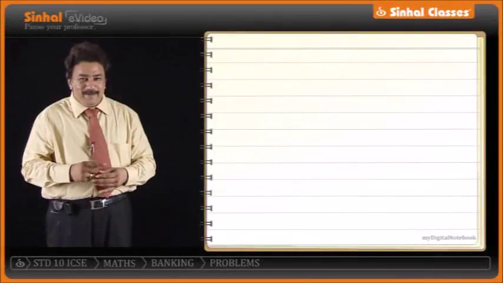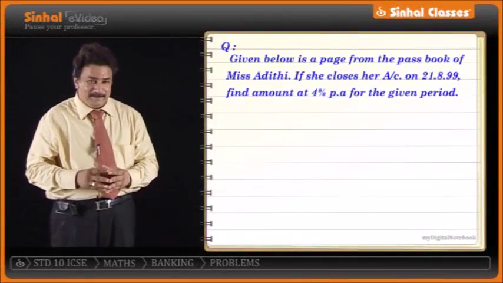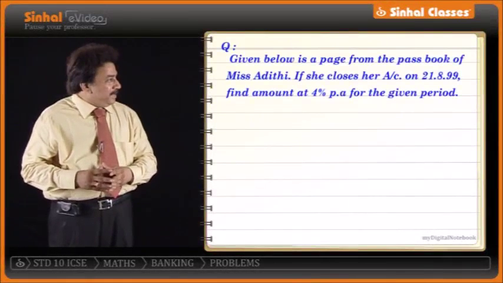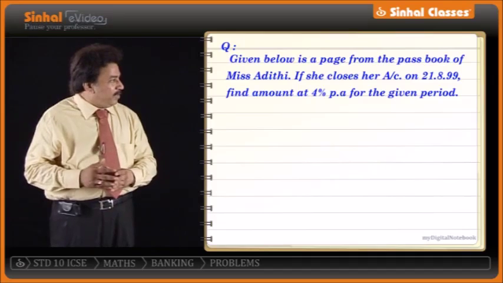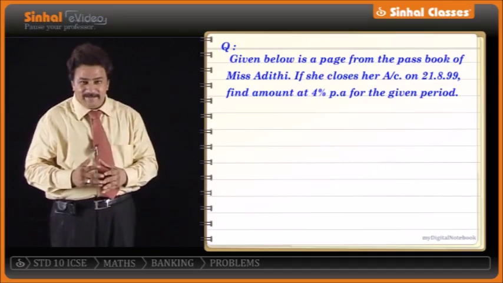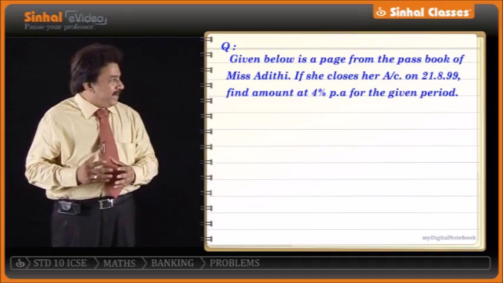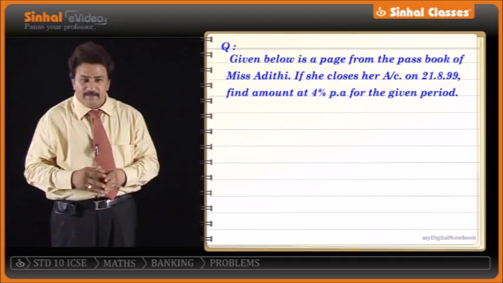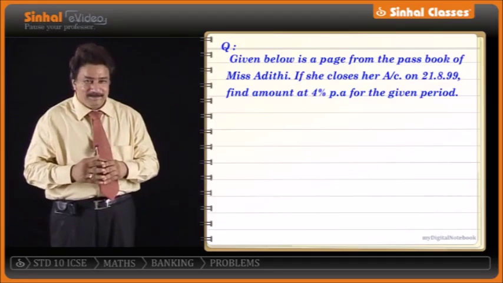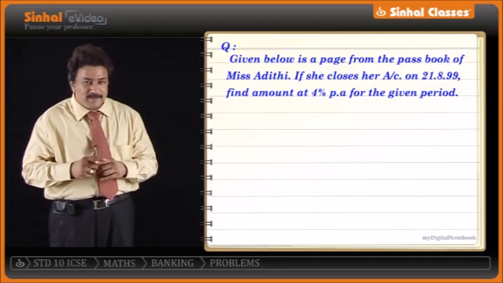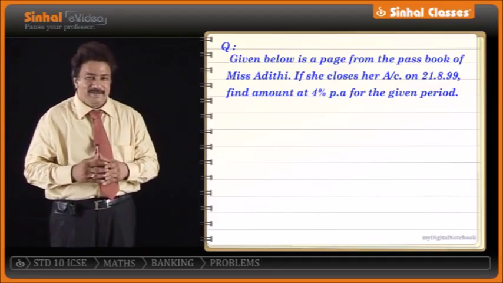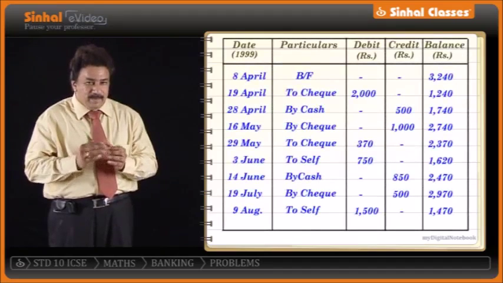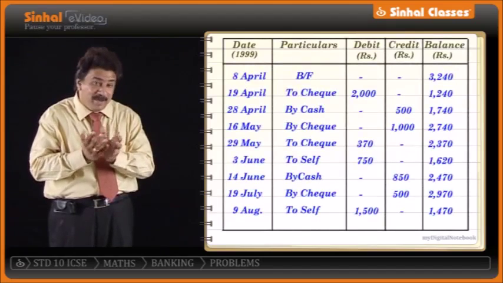The next problem gives me a passbook of Miss Aditi. Let's see what is asked in this sum. If she closes her account on the 21st August 99 and the rate is given to you as 4% per annum, find the amount given to her. She is closing the account in the month of August. Will you give the interest for the month of August? No. Perfect. So the month in which you close the account, no interest for that month.